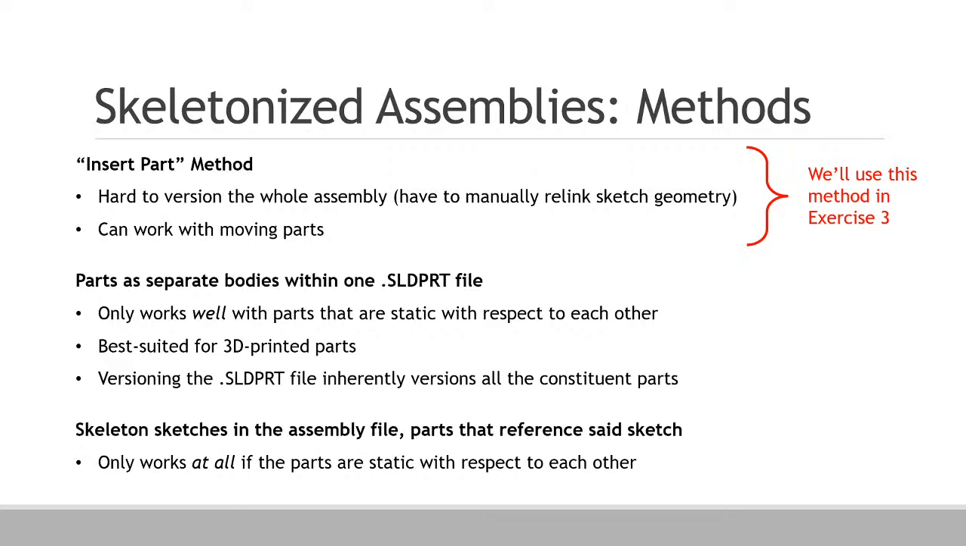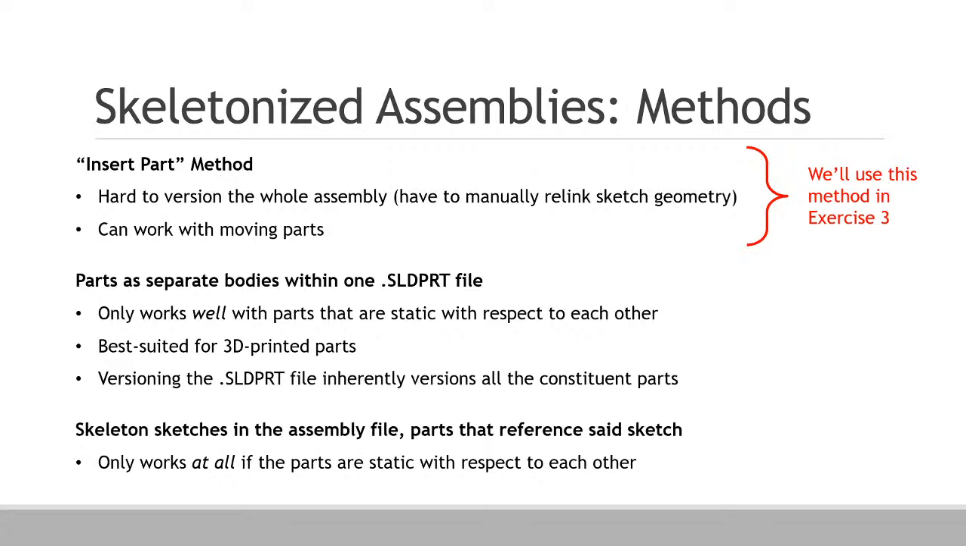I would never really recommend having multiple parts that are going to be made through different processes, like a machined part and a 3D printed part, and also different materials. I wouldn't really recommend having those as multiple bodies within the same part file. Those are probably best done as multiple part files and then assembled. And potentially, if you still want to skeletonize them, you can use the insert part method.